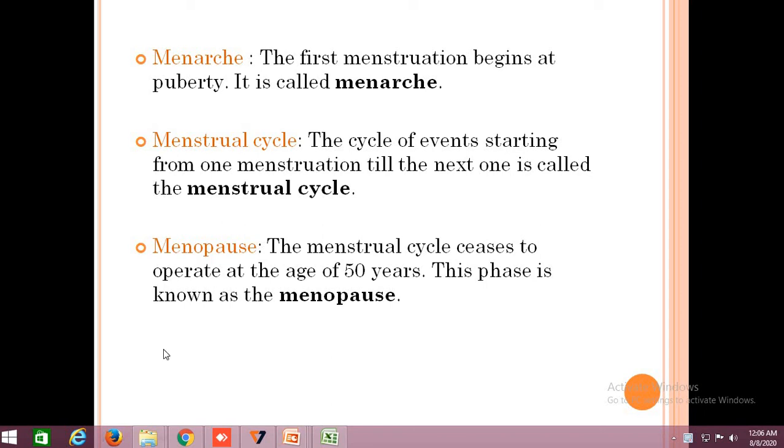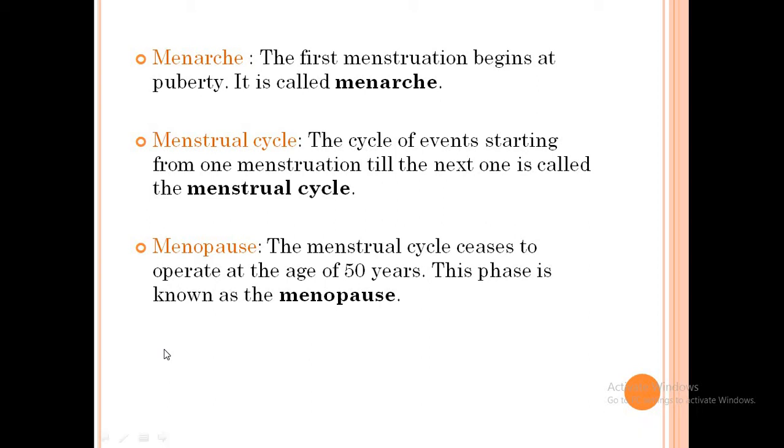Children, now let's start with a very important topic from this chapter. This is the menstrual cycle. Almost every alternate year a 3-mark question comes from this. Now let's start with this.